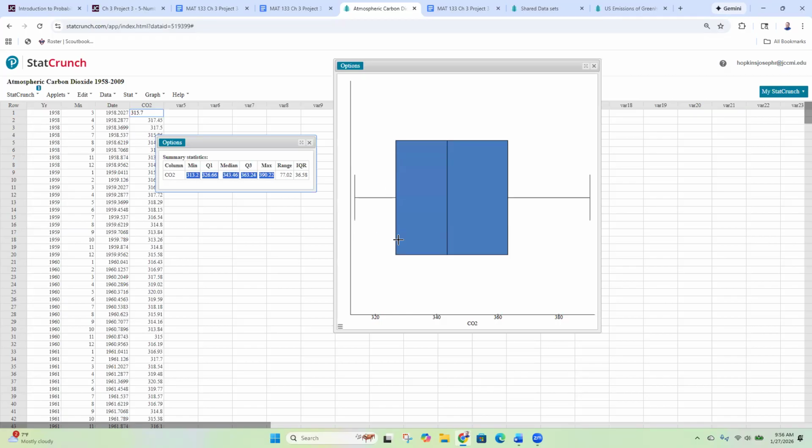This vertical line right here represents quartile one, and that is at 326, which is right around here. My median, 343, is right around here, so that's this middle line. And then this is quartile three, and then this line way over here on the right is my maximum.